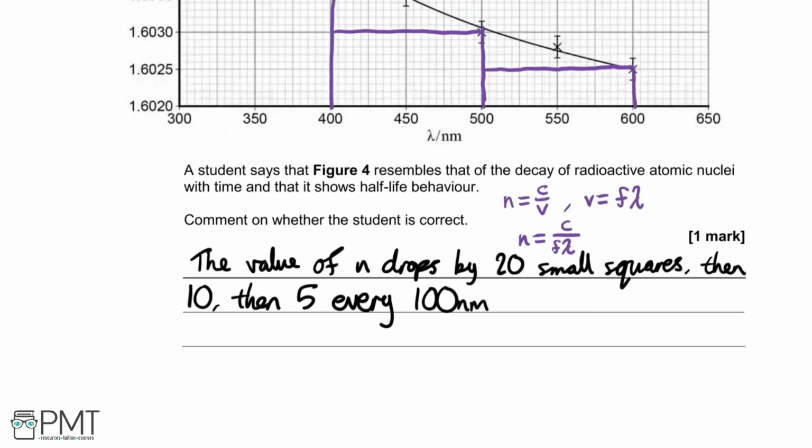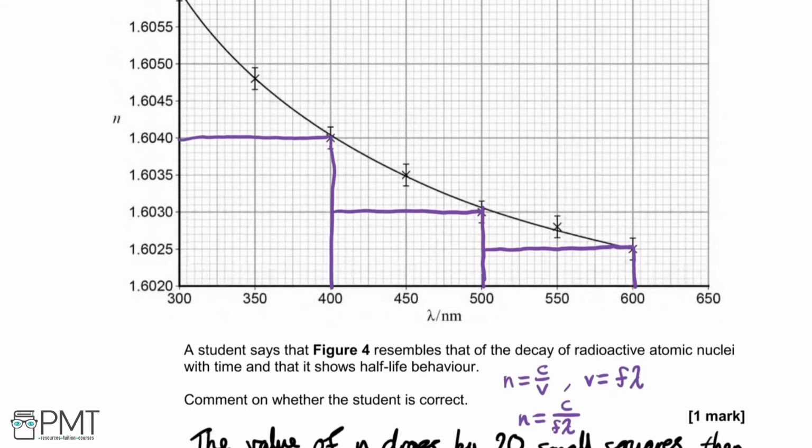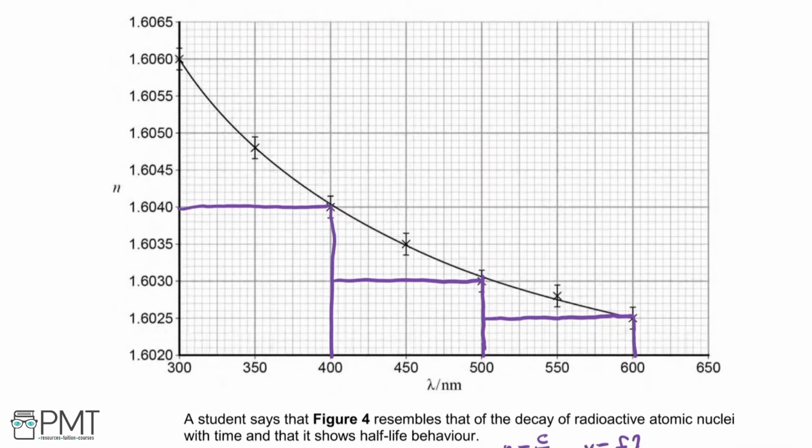You could also argue that the student is not correct. For example, what appears to be the origin of this graph is actually at 300, 1.6020. So this shape of graph isn't centering around 0, 0. So it's not a true radioactive half-life shape of graph, if you like.